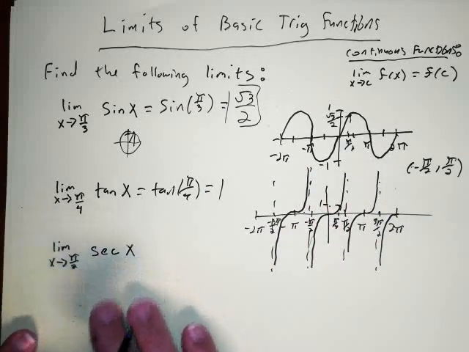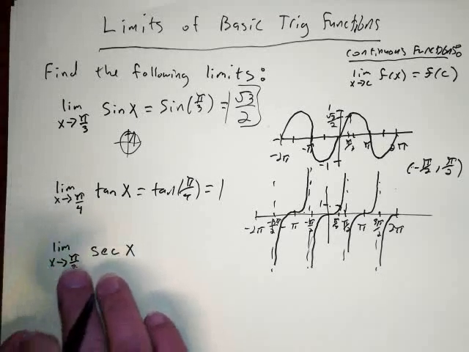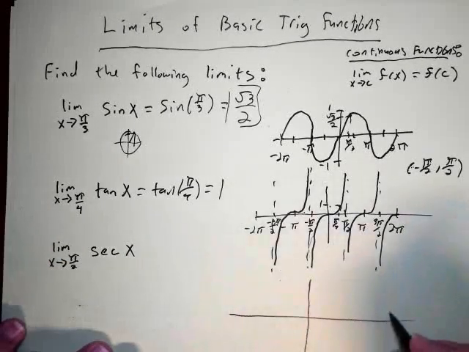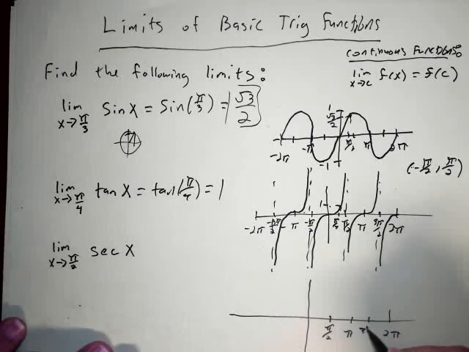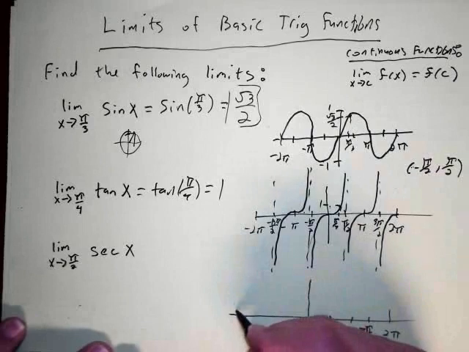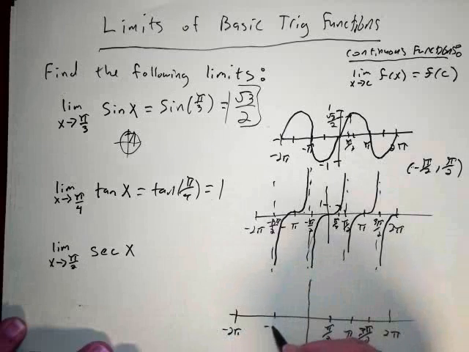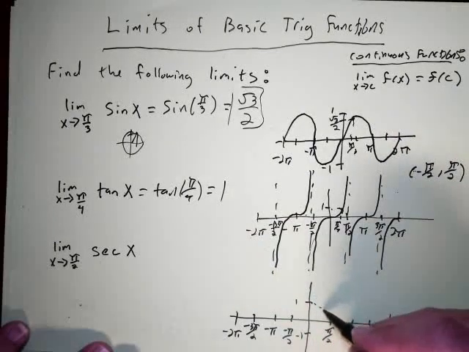So now let's try this. Let's do the limit as x approaches pi over 2 of secant of x. So let me do a graph of secant of x. And here's 2 pi, here's pi over 2, and 3 pi over 2. And then over here, this is negative 2 pi, negative pi over 2, and then negative 3 pi over 2. And then you've got negative 1 here. I'm not going to draw it, I'm just going to do a dotted line.